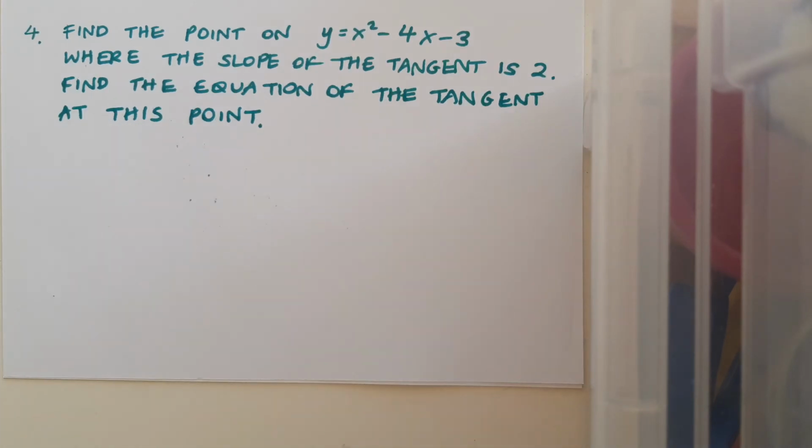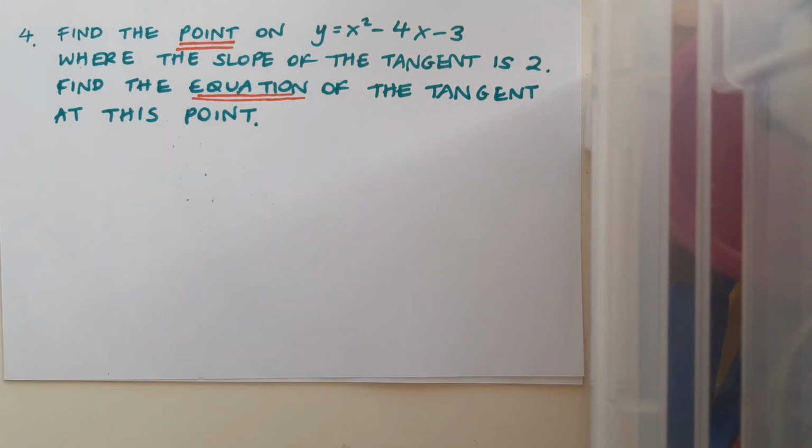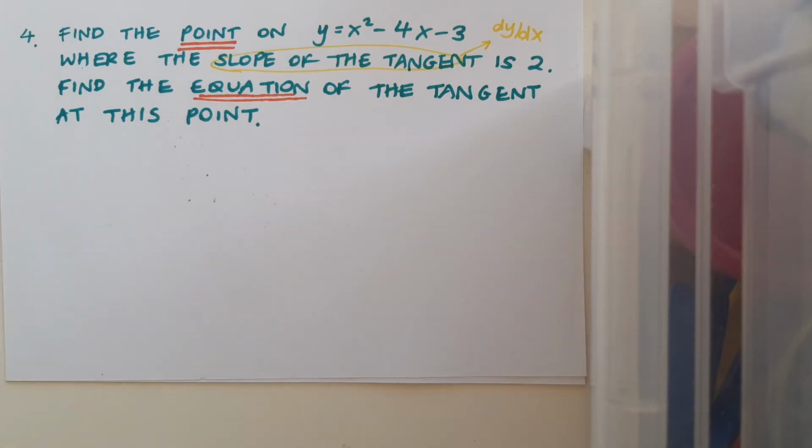So here's my fourth problem. It's asking me to do two things. I want to find the point on y equals x squared minus 4x minus 3 where the slope of the tangent is 2. And I also want to find the equation of the tangent at this point. Okay, so first of all, looking at finding the point. In the part of the question asking about finding the point, it mentions the slope of the tangent is 2. Again, we know that the slope of the tangent refers to dy/dx. So they want us to focus on dy/dx being equal to 2.